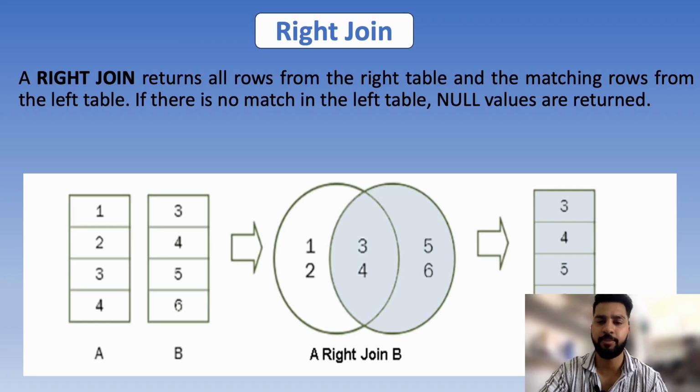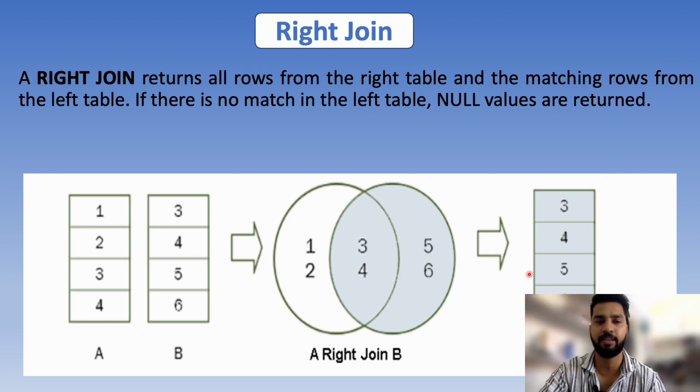Right join works similarly to left join. Right join returns all the rows from the right table and the matching rows from the left table. If there is no match in the left table, it will return null values. Right join is the opposite of left join. If I invite everyone from the right table and some from the left table, if there is a match in the left table, it's fantastic. If not, they will still show. So this is how right join works.